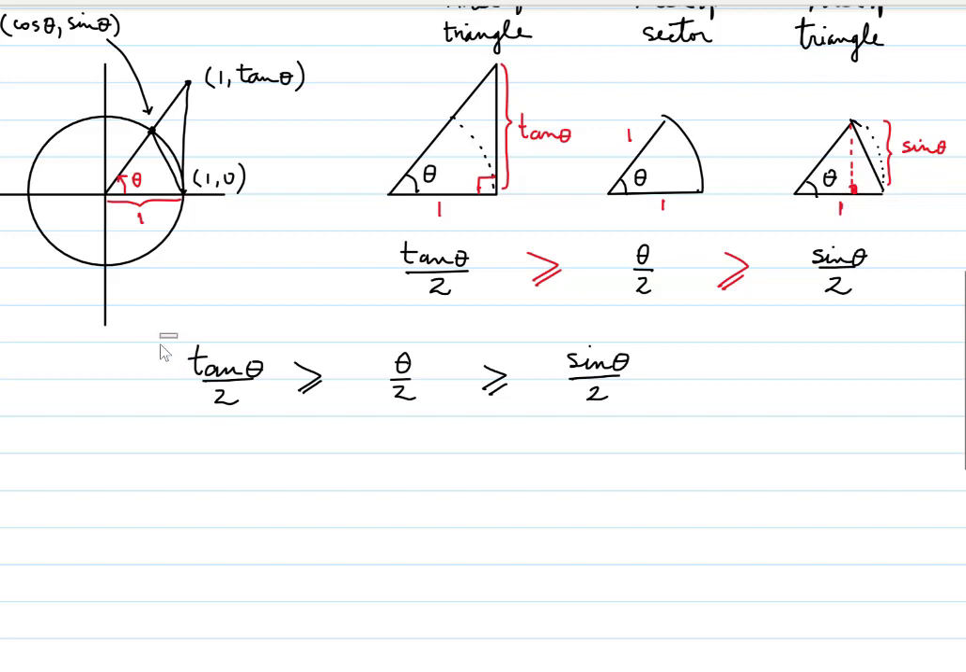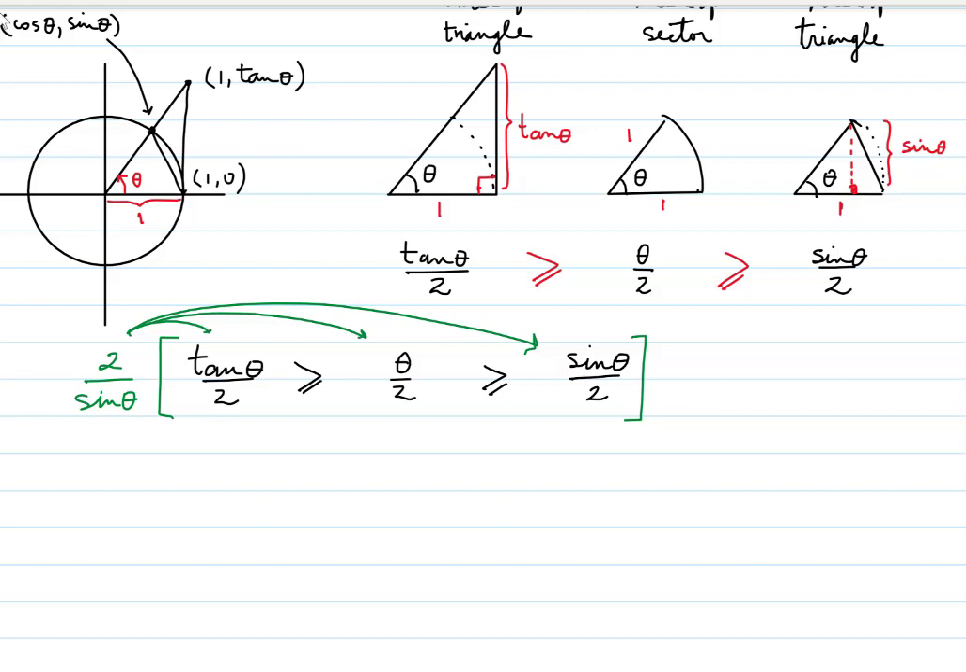So the first thing we're going to do is, we already know this is true. We're going to take the whole inequality here, and we're going to multiply it by 2 over sine theta. Now we have to do that to each one here. We're going to get that, well, this 2 cancels out, and tangent divided by sine is going to give you a nice 1 over cosine.